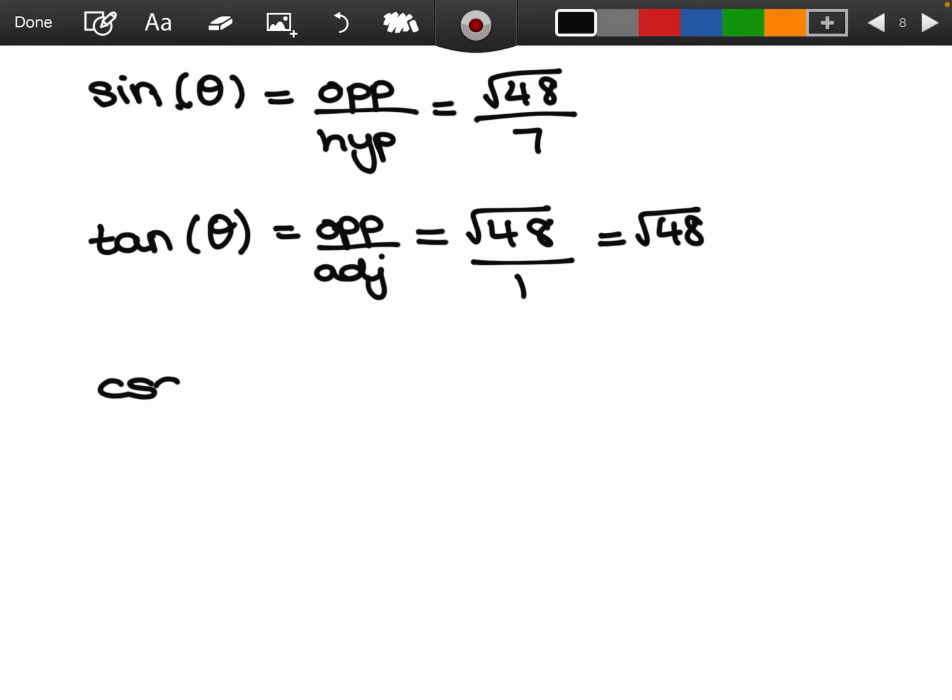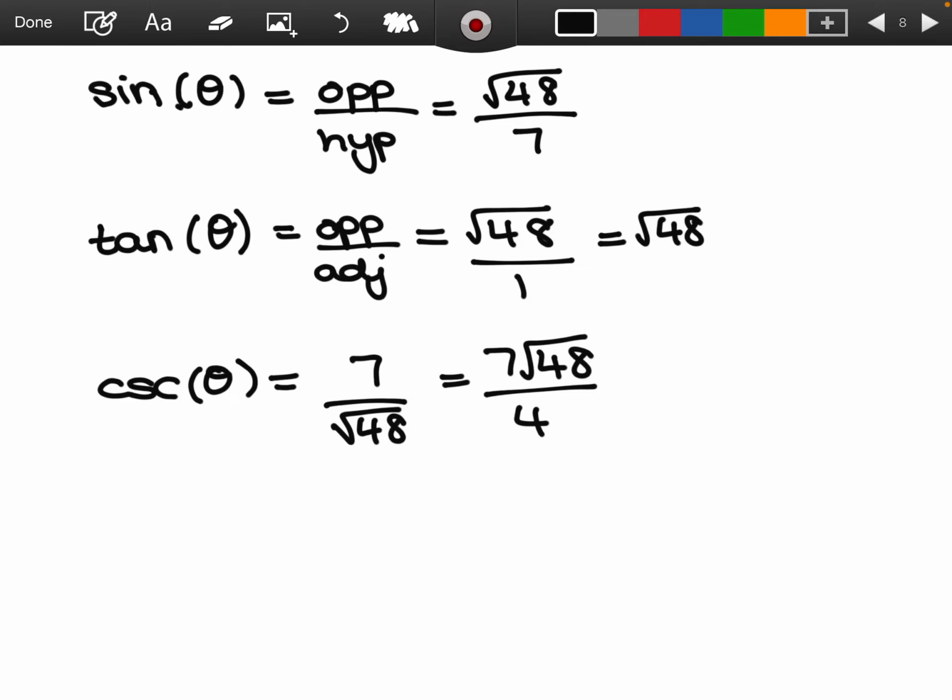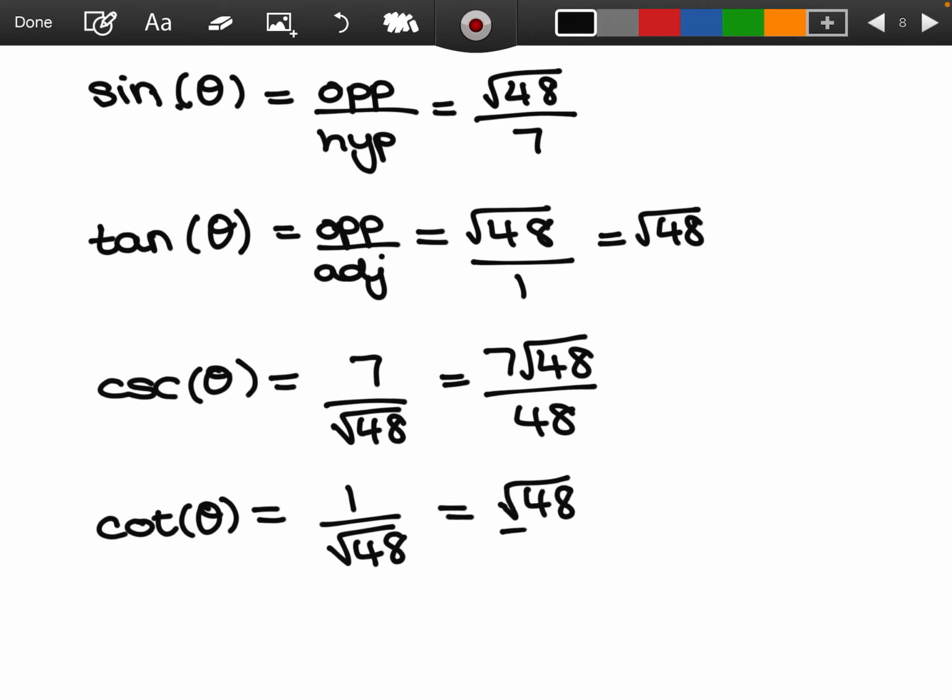And now I can find their reciprocals. So cosecant of theta is the reciprocal of sine, which would be 7 over the square root of 48. Again, I can rationalise my denominator and multiply top and bottom by the square root of 48 if I wanted to. And finally, cotangent of theta is going to be the reciprocal of tangent of theta. And I can rationalise the denominator if I wanted to.